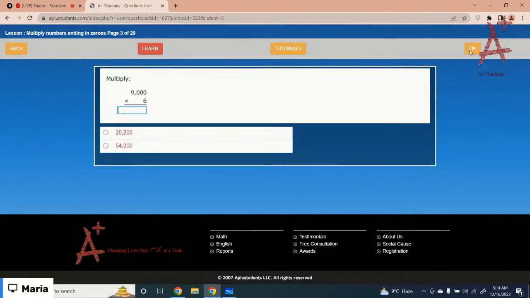Okay, 9000 times 6. So which is the correct option? Multiply the non-zero numbers.